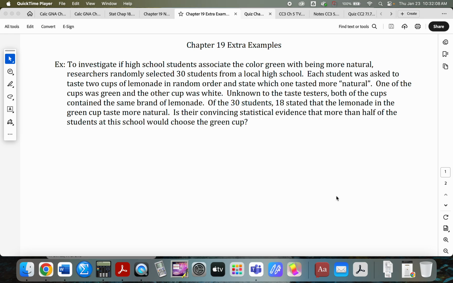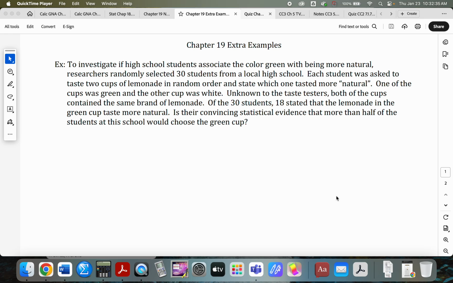I've had students ask about this one. Could they have said they taste the same? No. You had to choose green or you had to choose white. You had to choose one or the other. So it's a forced decision. Is there convincing statistical evidence that more than half of the students at this school would choose the green cup?